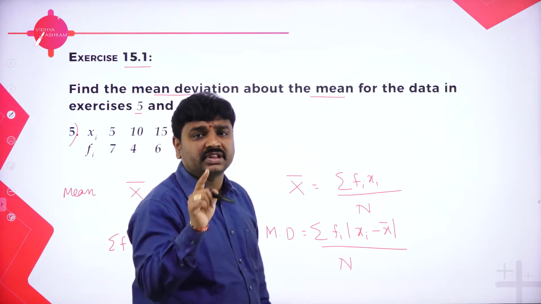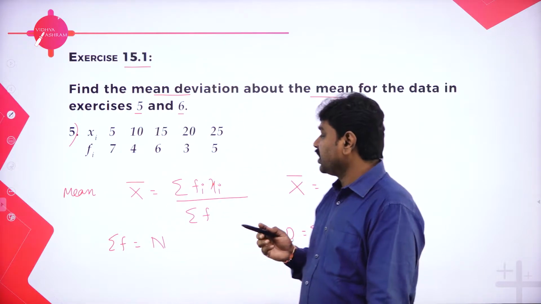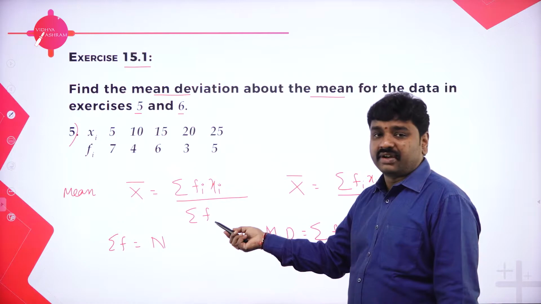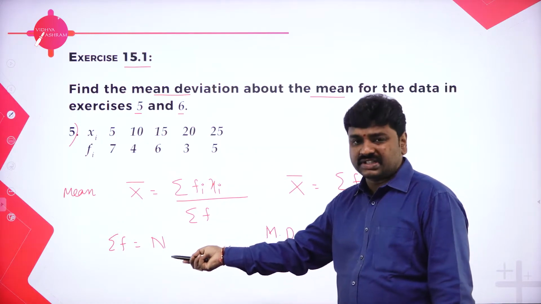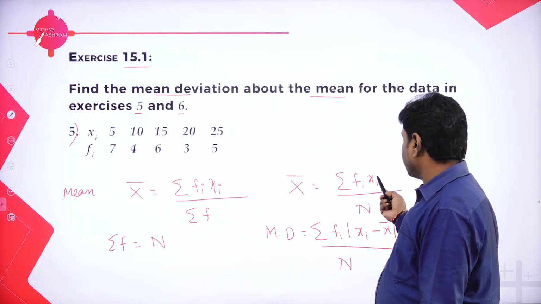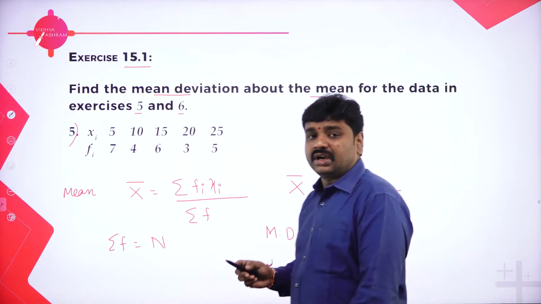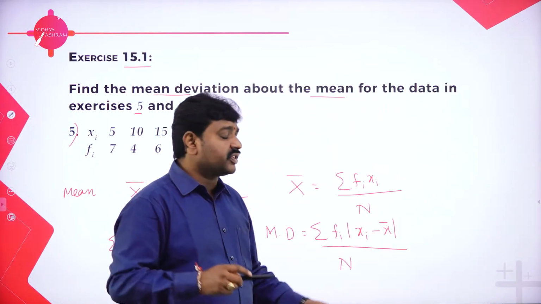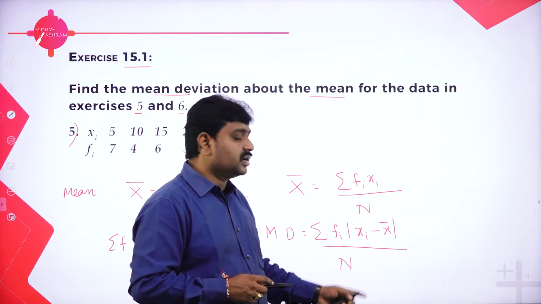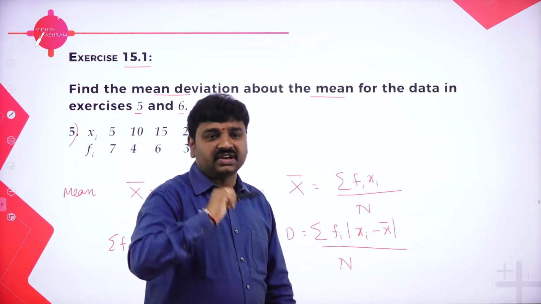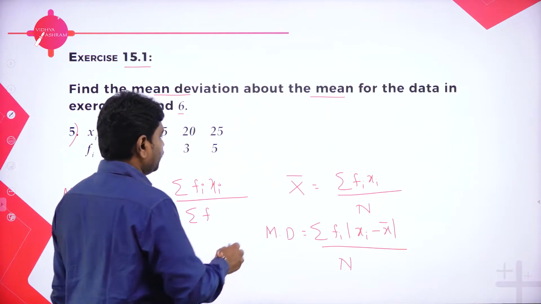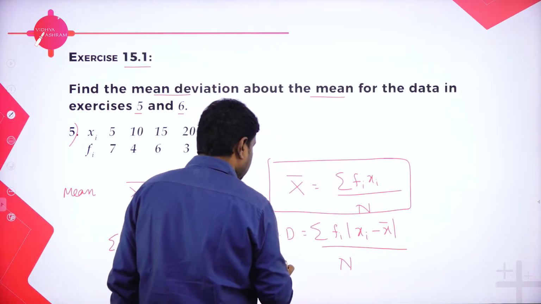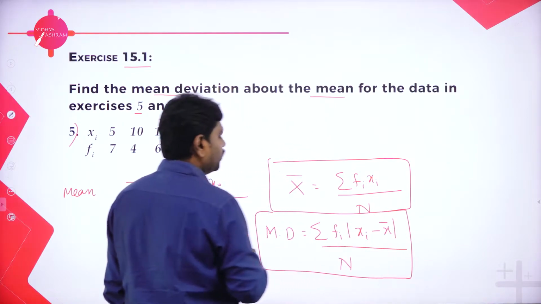First, memorize the formula for mean for grouped data. Grouped data means what? When they give frequency. When they give frequency, mean is sigma fi xi divided by sigma f. Instead of sigma f, you can also call it N. So mean is sigma fi xi by capital N. And mean deviation is sigma fi into modulus of xi minus x bar divided by N. And xi minus x bar is the deviation. So this is the formula. Two formulas, you should become thorough. Once you are done with the formulas, then you can do the problems.